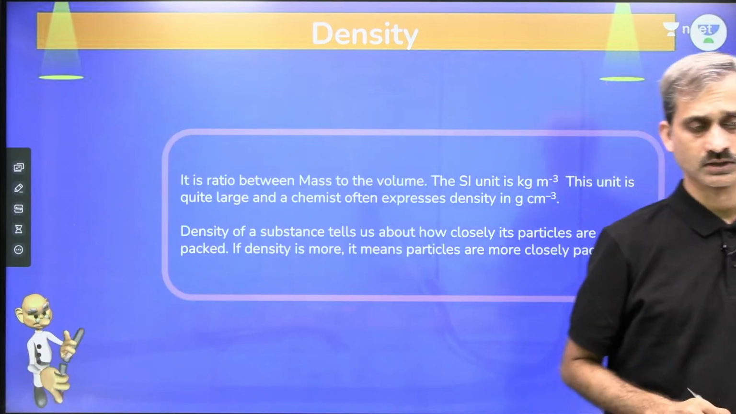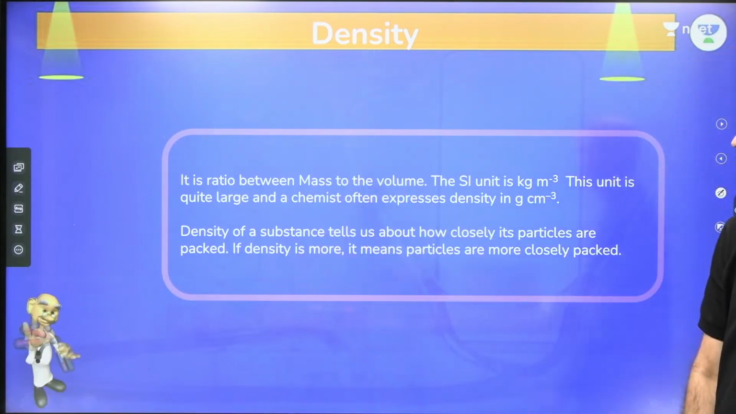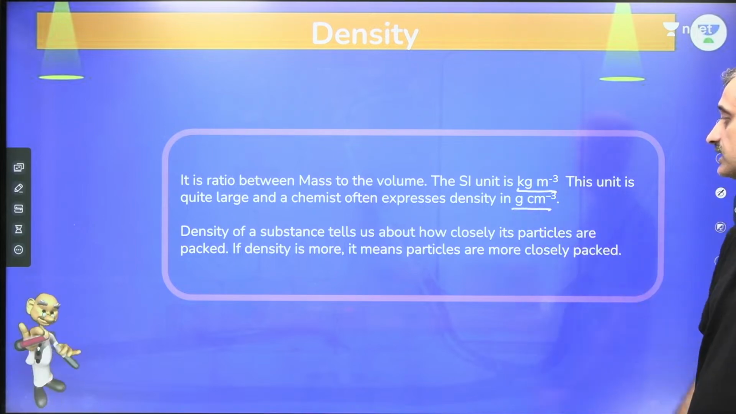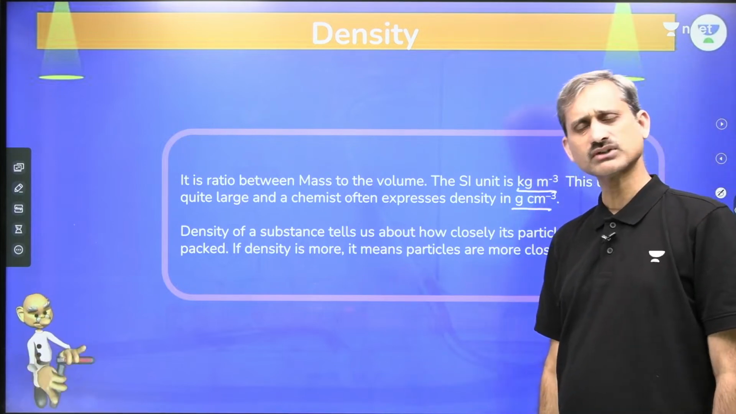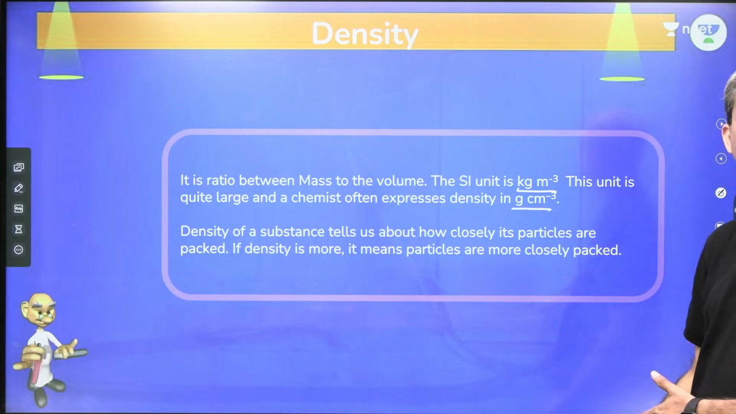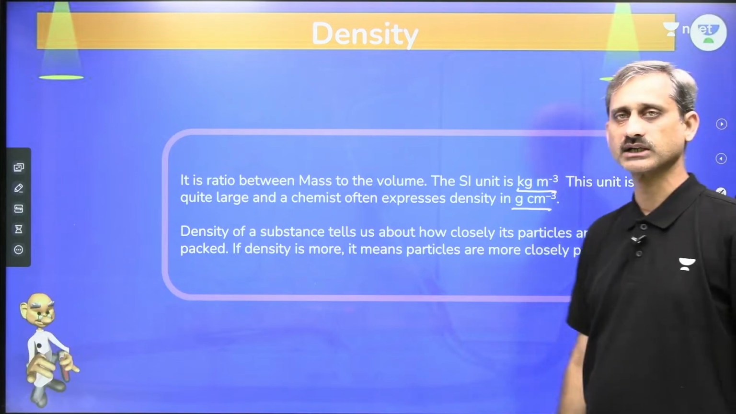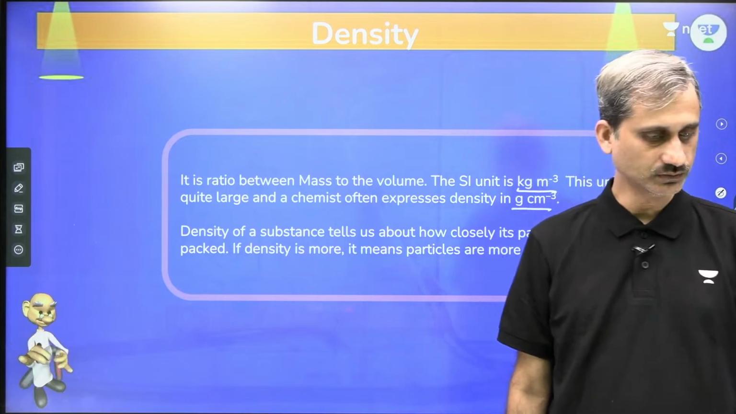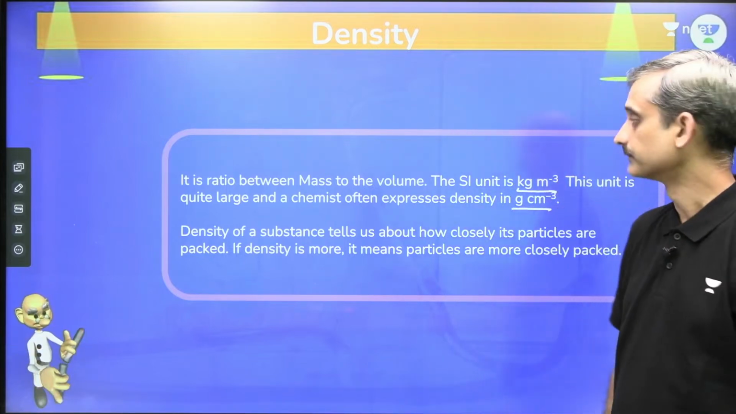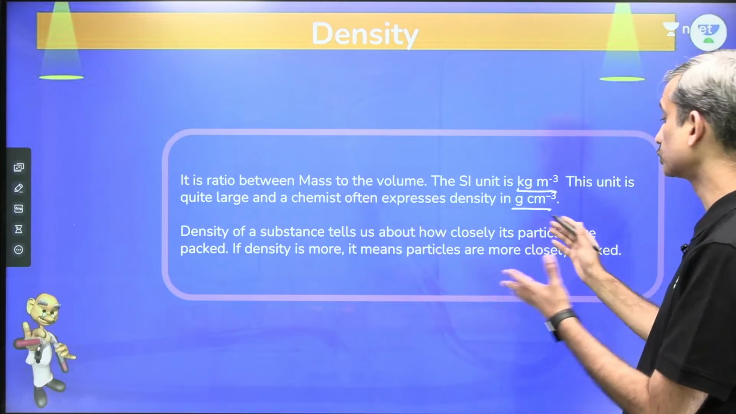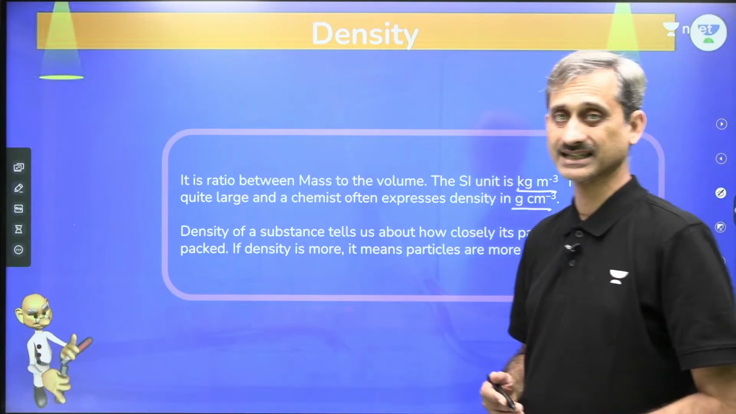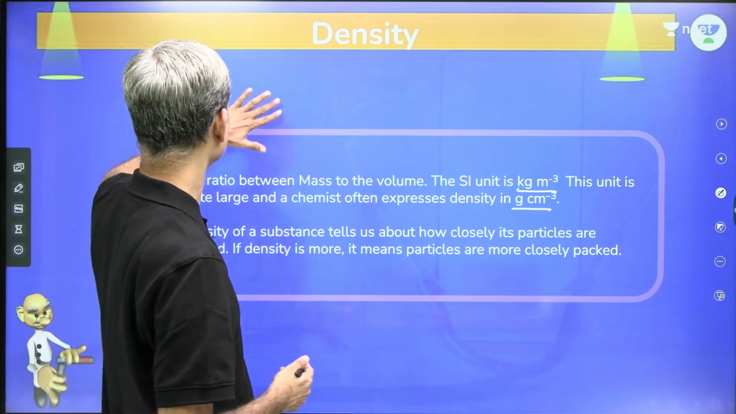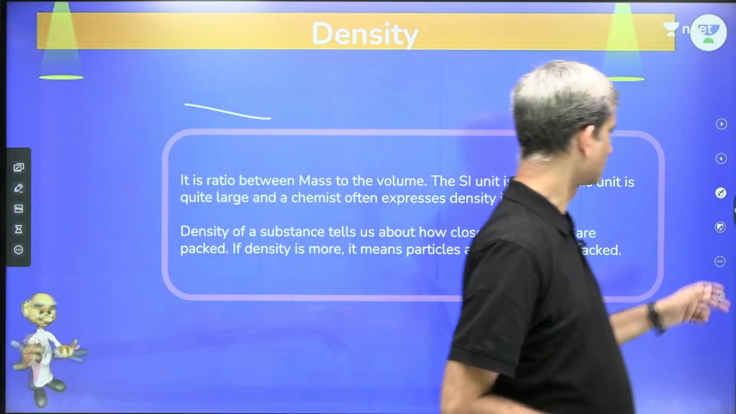Is this clear? So here comes the ratio between mass and volume. The SI unit is kilogram per meter cube. This unit is very large and density is most often expressed in grams per centimeter cube. The conversion factors are the same. You convert the kilograms into grams, and you convert meter cube into centimeter cube, and you get the answer. Is this clear? Yes, I am here with you. Clear? So that's what we have. Density of the substance tells us about how closely its particles are packed. If density is more, that means the emptiness is less and the particles are placed quite close to each other. Is this clear?